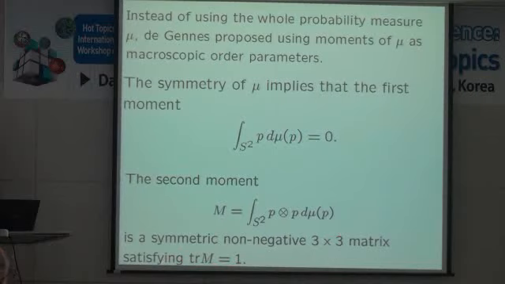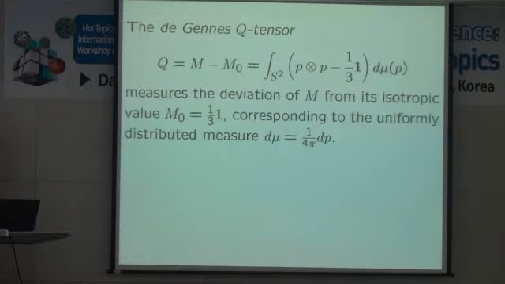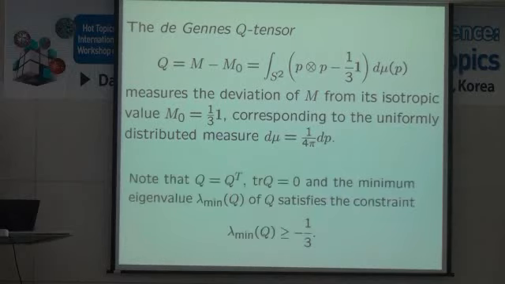Okay, but as we've seen, this is really the most natural variable to use, but De Gennes didn't like things which had trace 1, it seems, so he took away one-third the identity. So he defined Q to be M minus its value in the isotropic case. So in the isotropic case, the measure is d mu equals 1 over 4 pi times the element of surface. And if you calculate what M is for that case, it turns out to be one-third the identity. So we call that M0. And then Q is got by subtracting M0 from M. So explicitly, it's given by the integral of p⊗p minus a third the identity with respect to the measure. And now, of course, Q is symmetric still. Now its trace has been fixed to be 0.